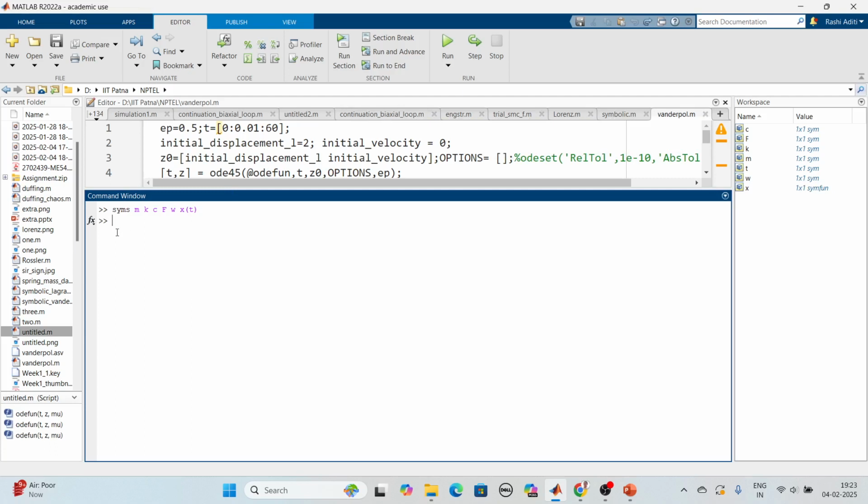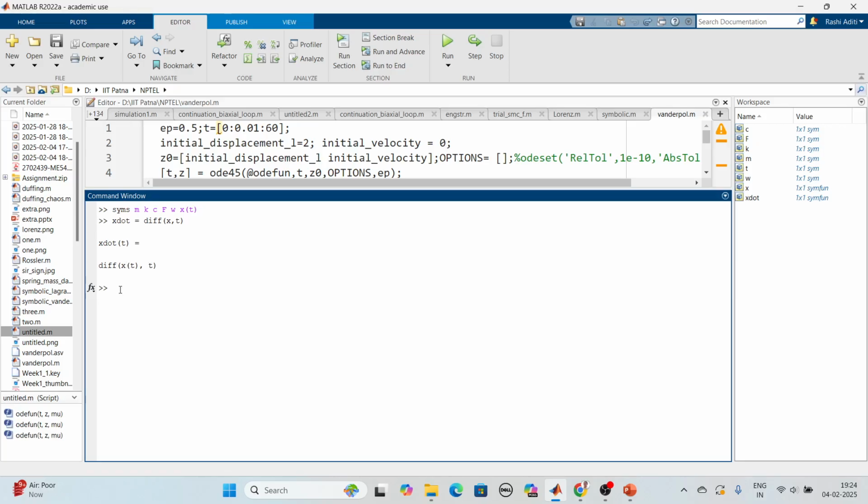I think I should define my velocity x dot, which is what? Differentiation of x with respect to time is velocity. Correct? So what will I give as the command? diff(x, t). Okay, x dot is defined. Now you see here, my x dot is also defined as a function of time, which is the differentiation of x(t) with respect to t.